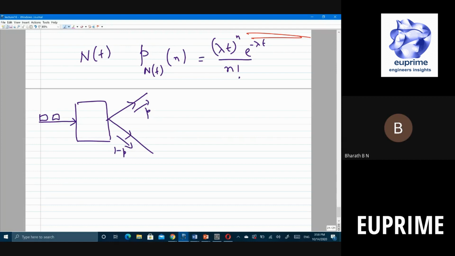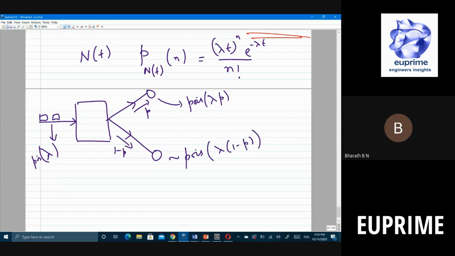So now a policeman standing here or here will also see an arrival. Suppose this arrival is Poisson with rate lambda. What can you say about the arrival here? It turns out this is also Poisson with arrival rate lambda p, since a p fraction of the cars went there. The distribution here would again be Poisson with rate lambda times 1 minus p.